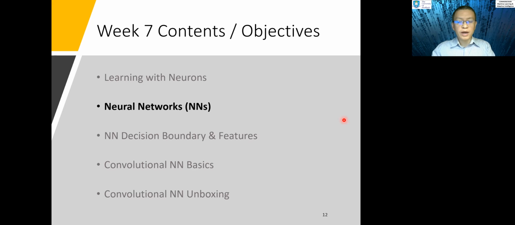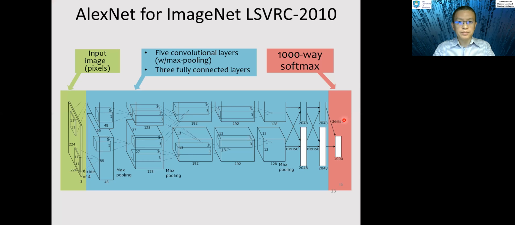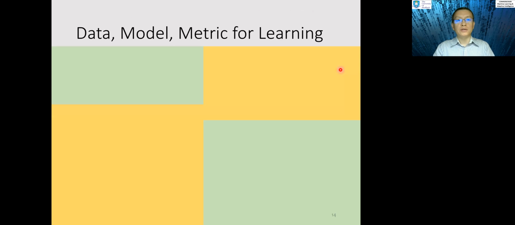Let's continue to look at neural networks. So here is the AlexNet you have seen last week, which has 5 convolutional layers and 3 fully connected layers in the middle, an input image, and a 1,000-way softmax as the output. To understand such a complex architecture, let's look at the basic unit.